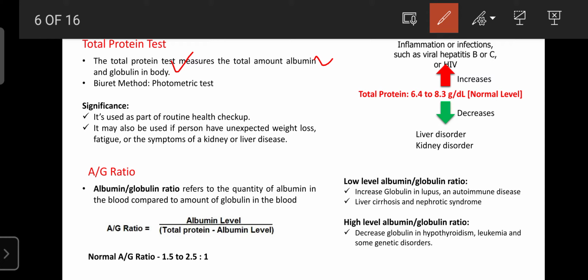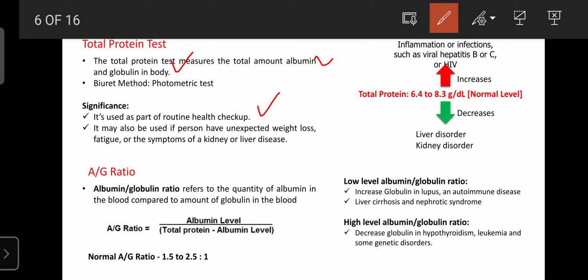This total protein is assessed with the help of the biuret method, or by a photometric test using copper sulfate. Regarding the significance, it is a part of the routine health checkup. If you want to know your health, it depends upon the proteins. If proteins decrease, hormone levels decrease, steroid levels decrease, and even muscle strength decreases, then you are unhealthy. If you have a good total protein, then you are considered healthy to some extent.